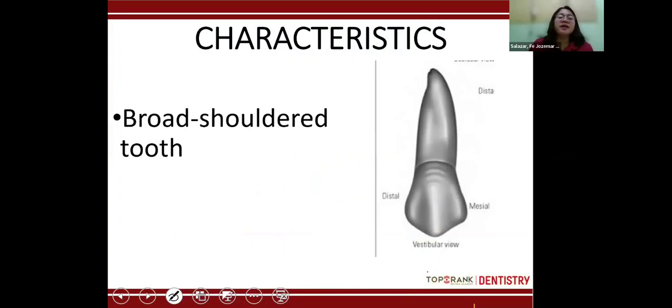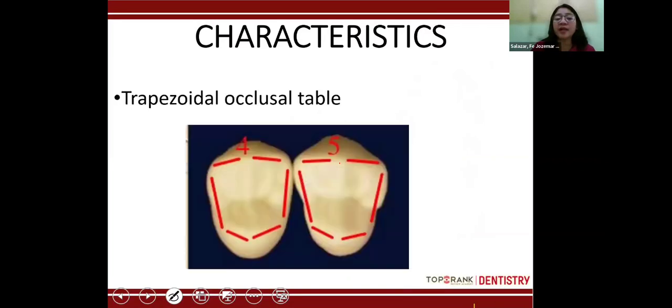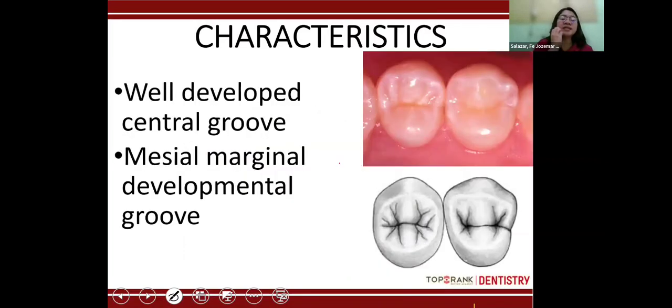Okay? Yan, broad-shouldered tooth kasi wider ang kanyang buccal than lingual. So buccal is wider than lingual. So it's called the broad-shouldered tooth. It has a hexagonal crown profile and a trapezoidal occlusal table. You have a well-developed groove, okay, and a mesial. So this groove joins the mesial marginal developmental groove. Okay, so fuse na siya sa central groove.